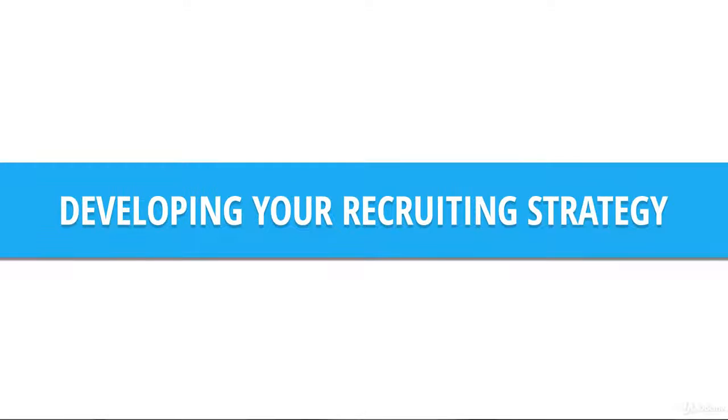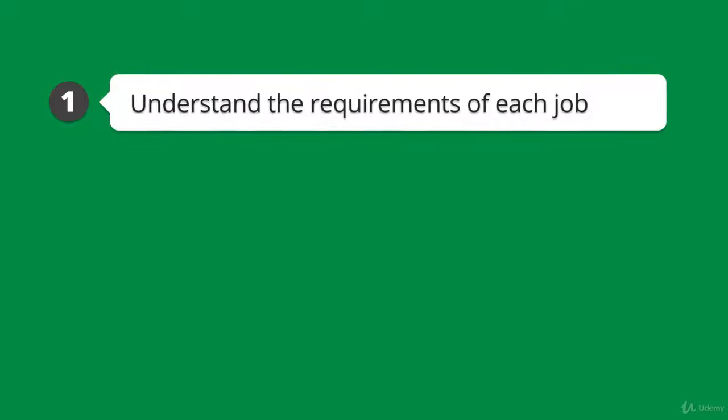So in this lecture, let's talk about some of the best practices to follow in order to develop your own recruiting strategy. As we just mentioned, recruiters must start by fully understanding the requirements of each job that needs to be filled. Don't just look at the job title and make assumptions because every team has unique needs. They'll plug those needs into the various sections of the job description.